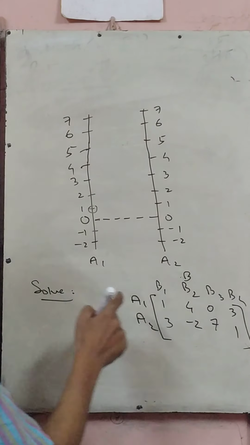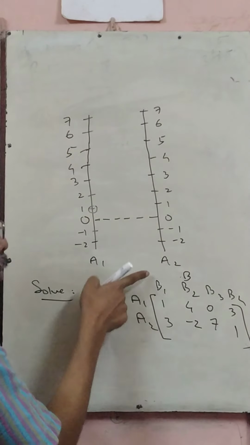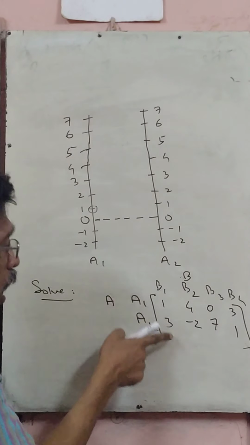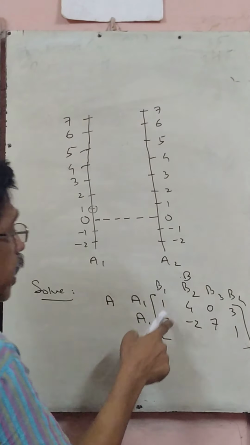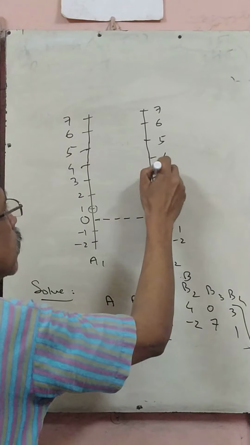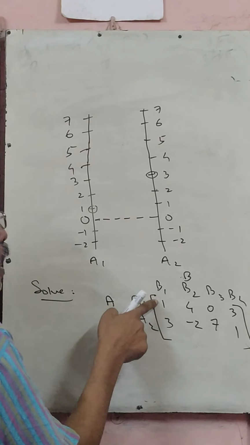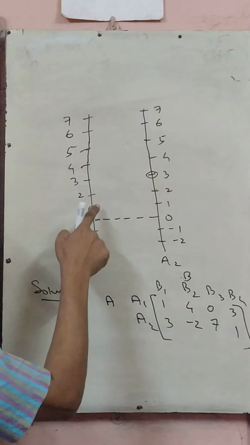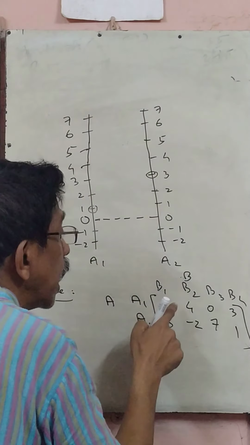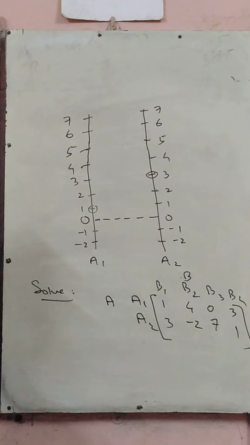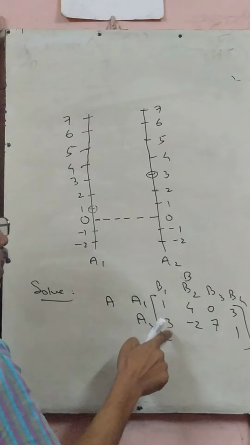So here, now go to A2. The same strategy of B1, now go to A2. A2 is 3. 1, 2, 3. So what I am finding? B1 strategy requires A1 as 1. On the A1 line I have taken the point 1. And for B1, same strategy, on the A2 axis it is 3.